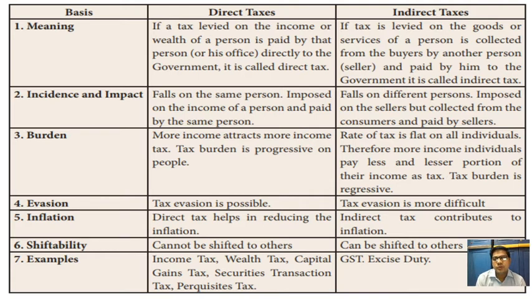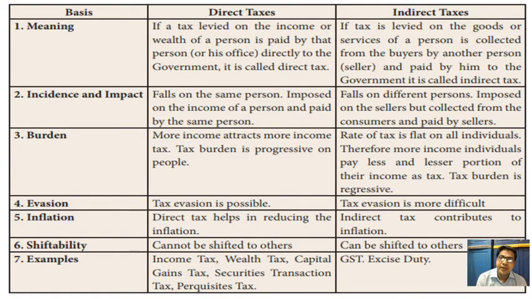Now friends, if you earn a maximum amount of money as a salary or as business income, you have to pay maximum taxes. You have to pay more taxes. So the tax burden in direct tax is called progressive tax. The tax burden is progressive on the people. Therefore, we can say that our direct tax is a progressive tax.